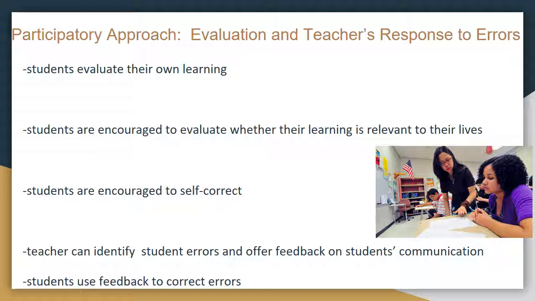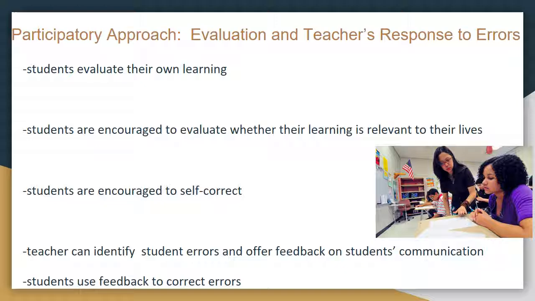For evaluation, the teacher's response to errors in the participatory approach. So as we've talked about, a lot of the process is student-directed and student-centered. So students evaluate their own learning as they're going through the process. If they feel like they're not being effective in communicating, they ask the teacher for help to refine their message, or they ask their fellow classmates for help. Students are regularly encouraged to self-evaluate and to consider in which areas the learning is especially relevant to their lives. And if it's not as relevant, the topic of discussion shifts to make it more relevant to their lives.